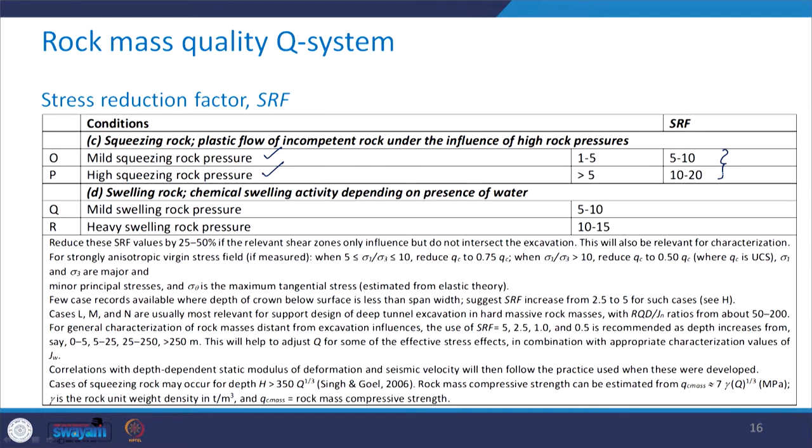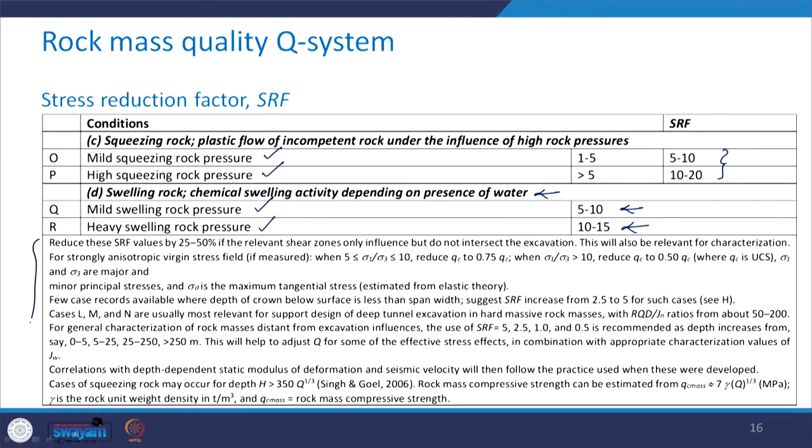Okay. Now, what are these swelling pressures? How to determine these? We will learn this in due course of time. So, for the swelling rock, it is whether it is mild swelling rock pressure or heavy swelling rock pressure. Based upon that, you assign the rating to SRF as either 5 to 10 or 10 to 15.